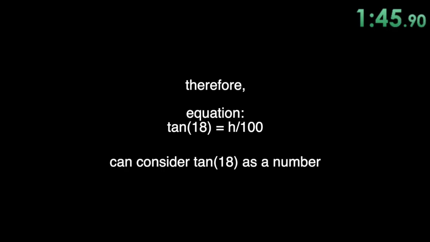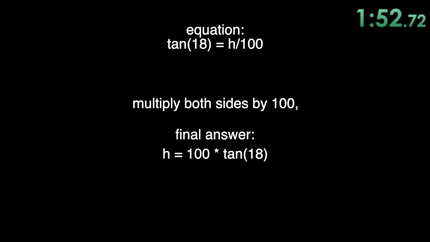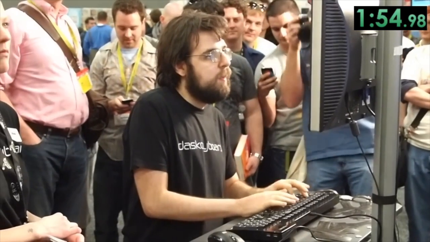In this situation, we consider tangent of 18 as a number, and so after multiplying both sides by 100, we get the final answer, which is h equals 100 multiplied by tangent of 18. You can enter this directly into your calculator, getting the answer of approximately 32.492 meters as your final answer.